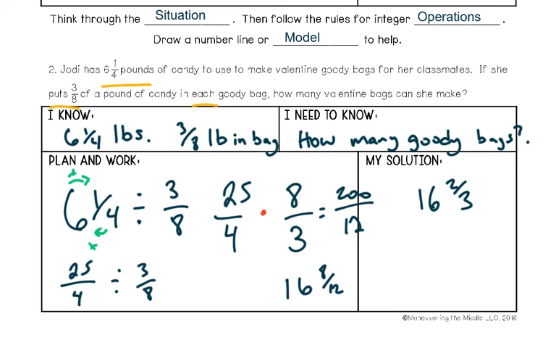But the question was how many full goodie bags could I make? So I can make 16 2/3 of a goodie bag. So I can make 16 full goodie bags. So always keep in mind what's the context of your question.